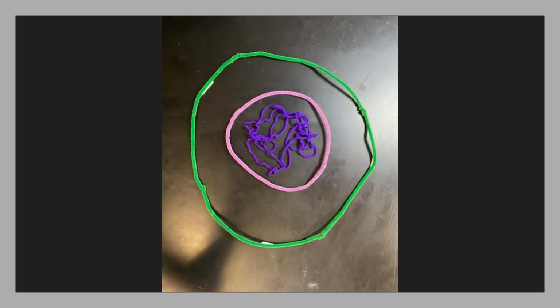In this slide, we see the cell during interphase right before mitosis begins. In this model, the green pipe cleaners represent the cell membrane, the pink pipe cleaner represents the nuclear membrane, and the purple yarn represents the genetic material in its loose form of chromatin. In this phase, the cell is ready for cellular division.